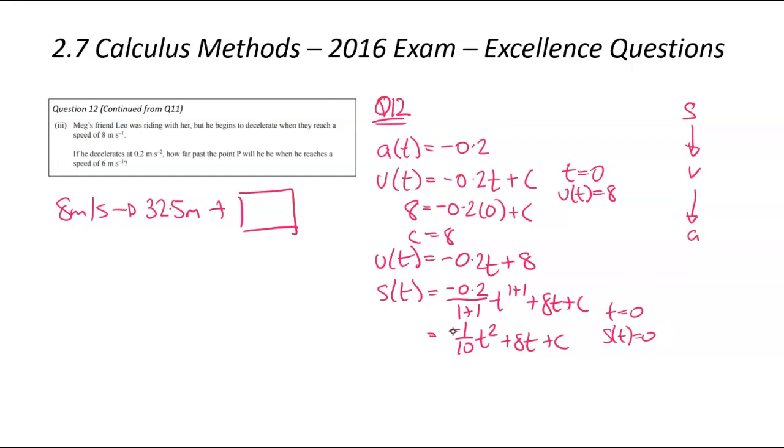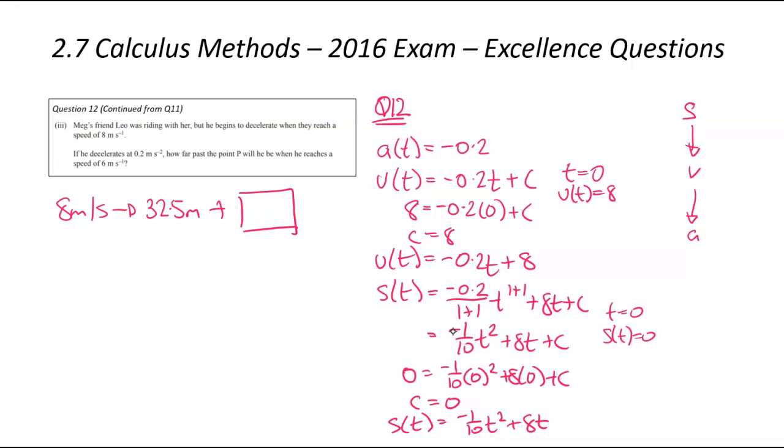So we can substitute both of those in to find c. Again, a real common theme for kinematics type questions. So 0 is going to be equal to negative 1 over 10 times 0 squared plus 8 times 0 plus c, which means c will be equal to 0. So our displacement equation is going to be equal to negative 1/10 of t squared plus 8t. Just a reminder, I'm dealing with fractions. If you prefer decimals, you could have done negative 0.1 of t squared.